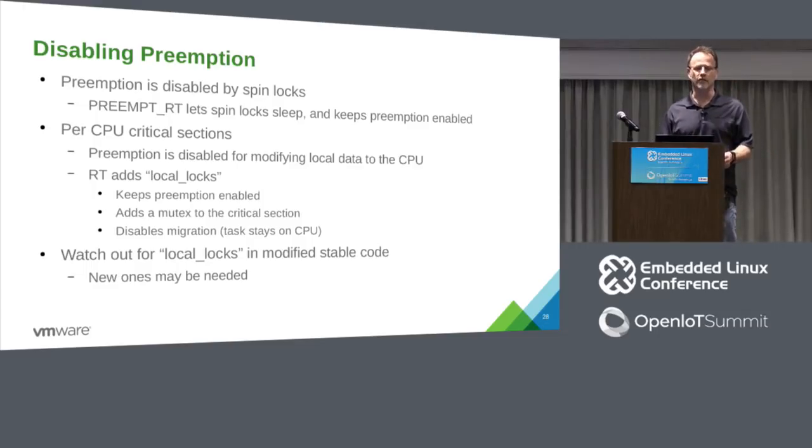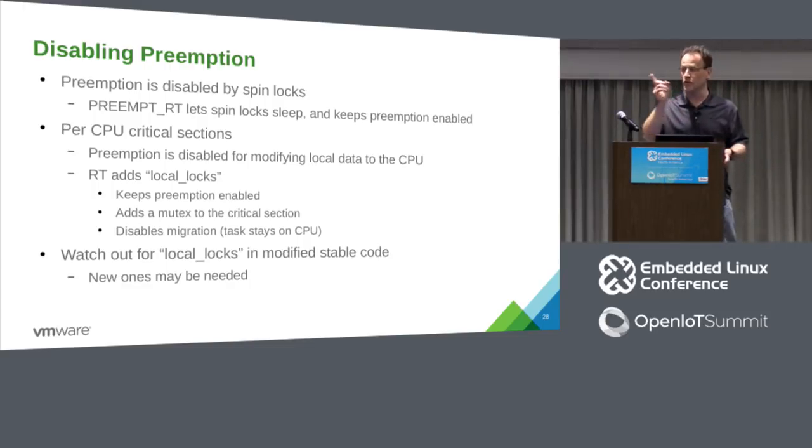Local lock is a way of replacing both preempt disable and even IRQ disable. You say local lock, you give it a name, and in the real-time or in the mainline kernel, that local lock is nothing more than preempt disable. Your code actually does not change. Or if you compile it, it's identical to what you have today. So come see, use local lock.